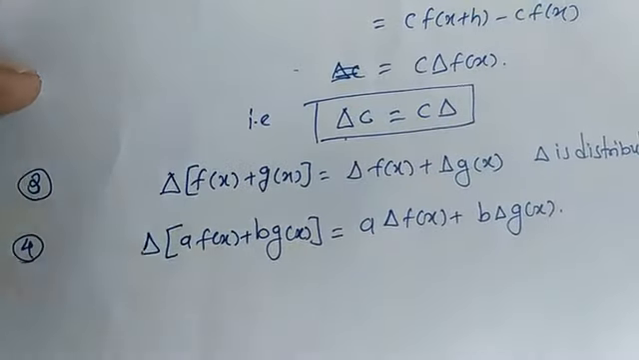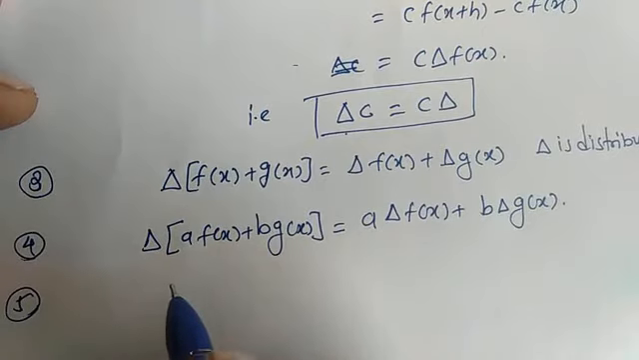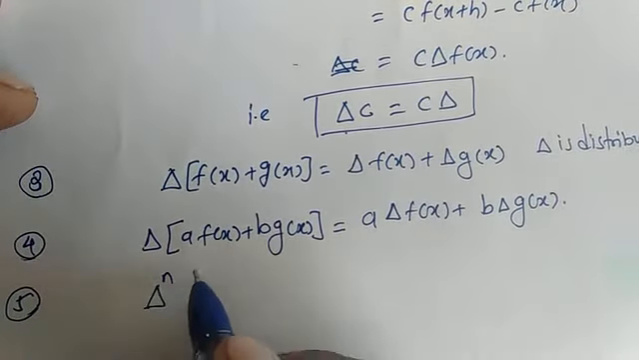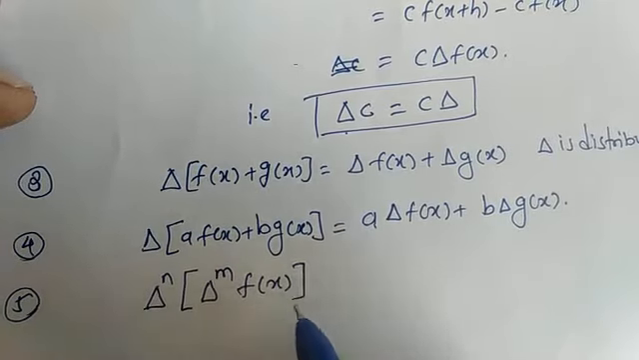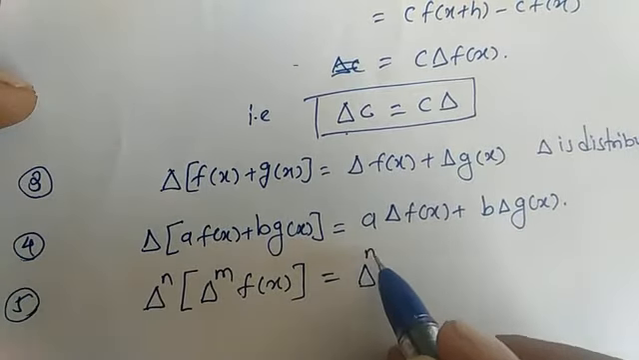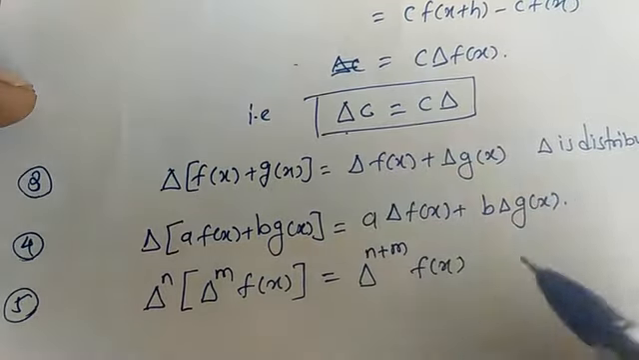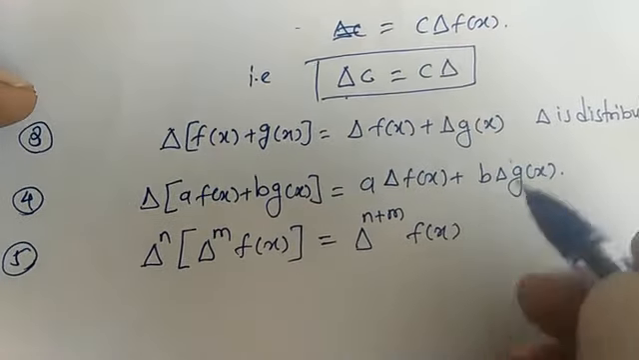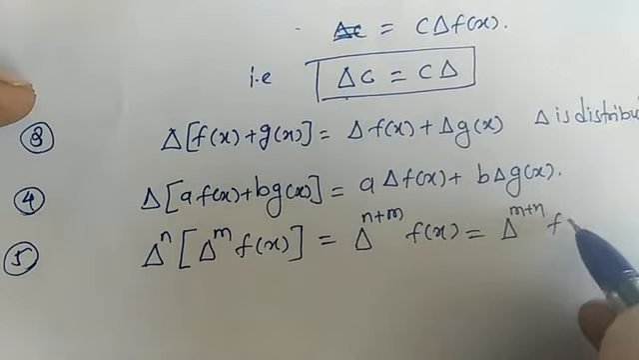Okay. Next, fifth property, which is the linear indices law. That means if we consider Δ raised to n into the bracket Δ raised to m f(x), it is the same as Δ raised to n + m f(x). Okay, or m + n, Δ raised to m + n f(x).